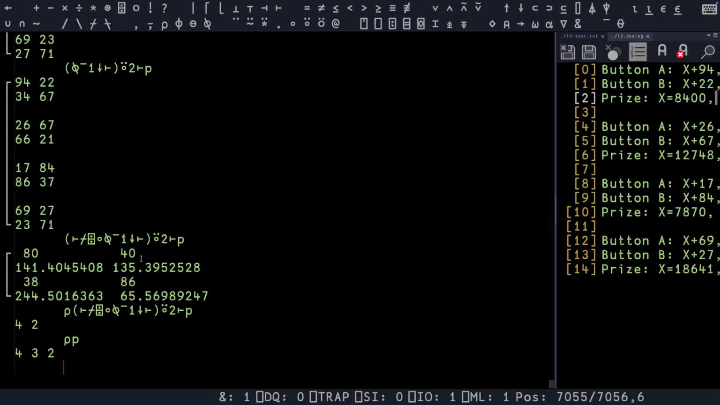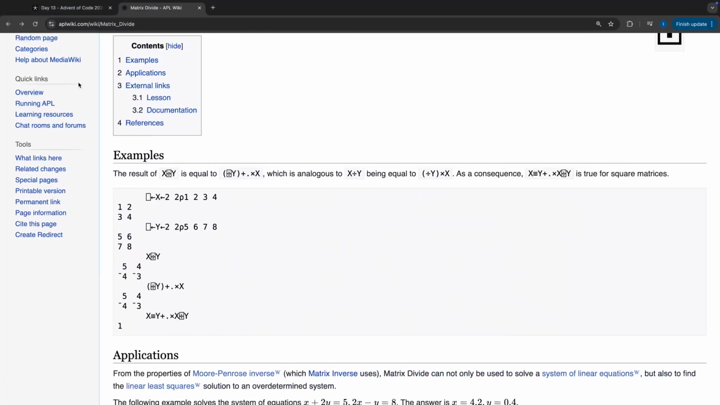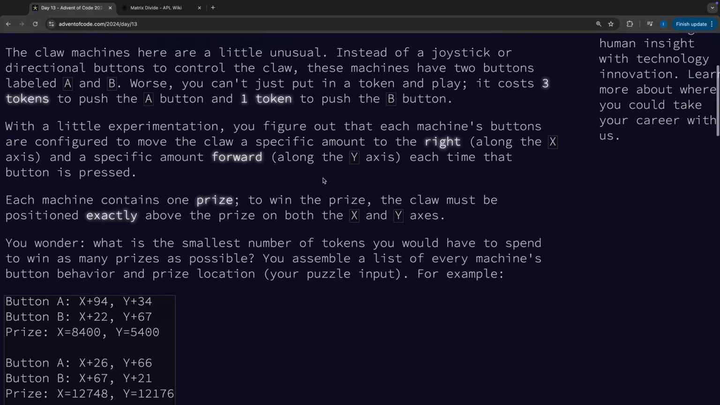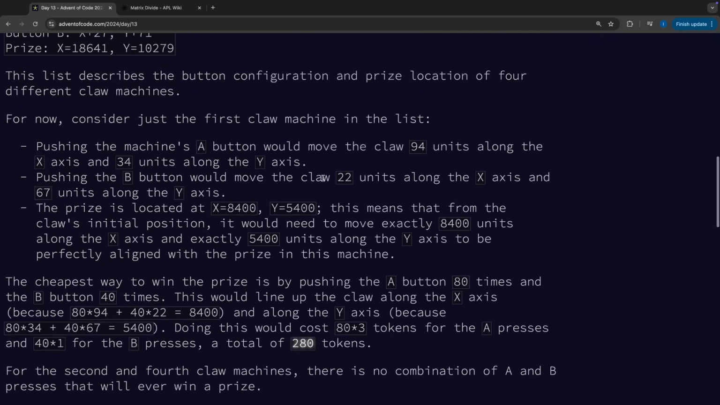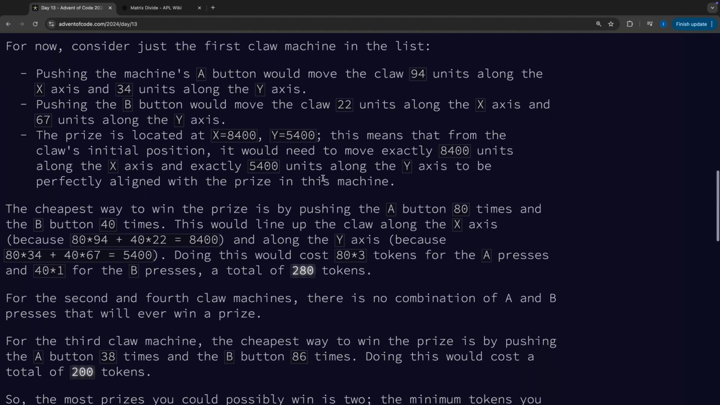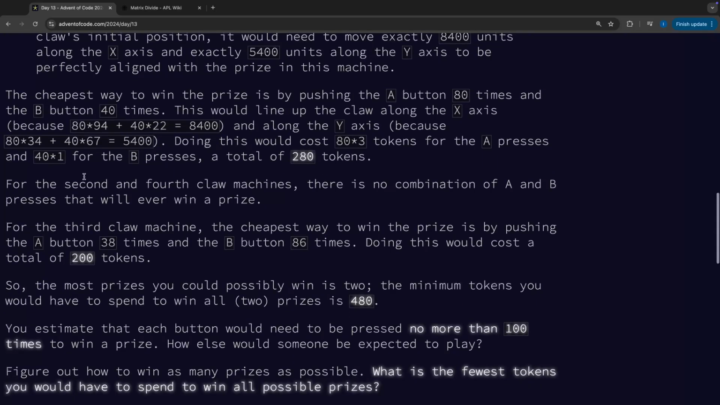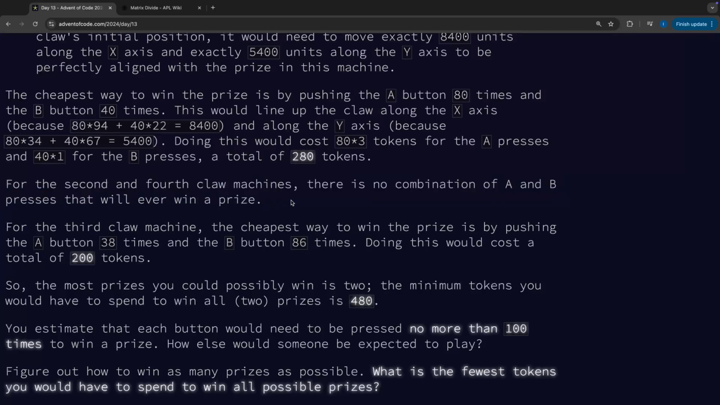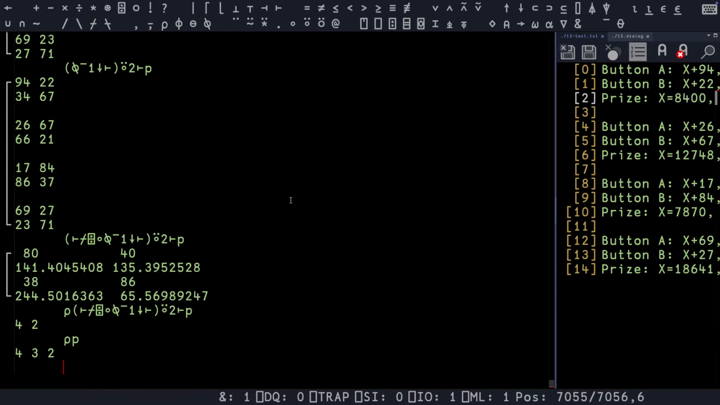Some of these are integers. Some of them are fractional. I think if we look at the problem description, there's something in here about how for the second and fourth claw machines, there is no combination of A and B presses that will ever win a prize. So we can't partially push the button. So we're only interested in integers here.